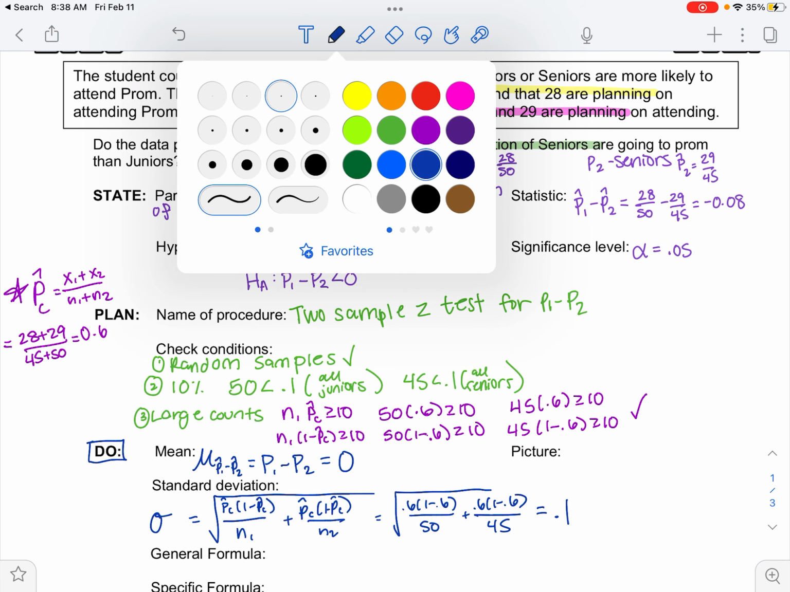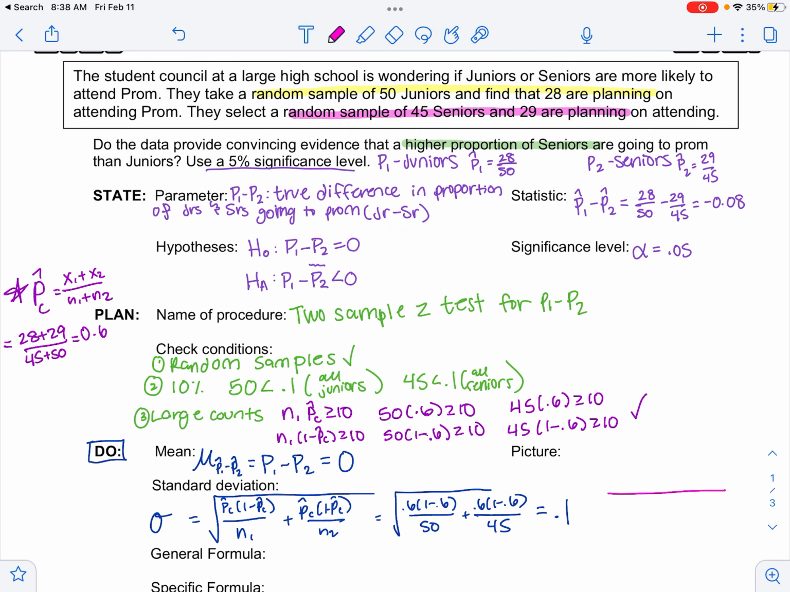Now I'm ready to draw my picture. For our picture, we're going to label our curve N of the mean, which is 0, and standard deviation 0.1. And I'm going to label the value that I want to test, and that is our statistic. We want to use the statistic here. So I'm going to label where negative 0.08 is and shade below, because we believe that this difference of proportions is going to be less than 0.